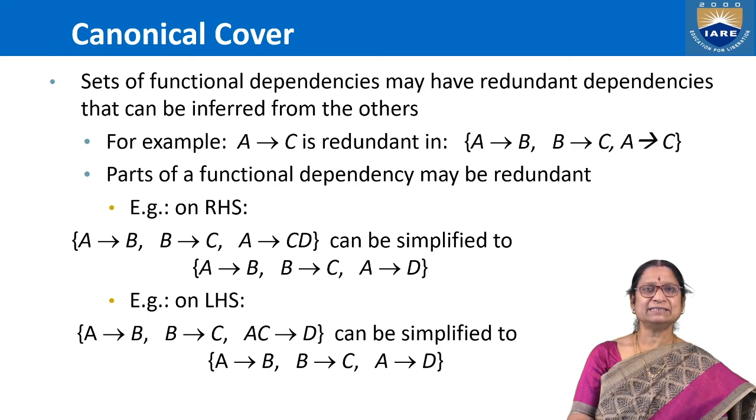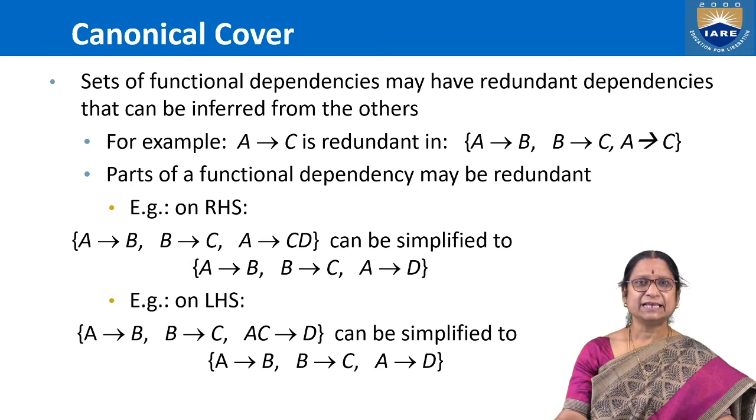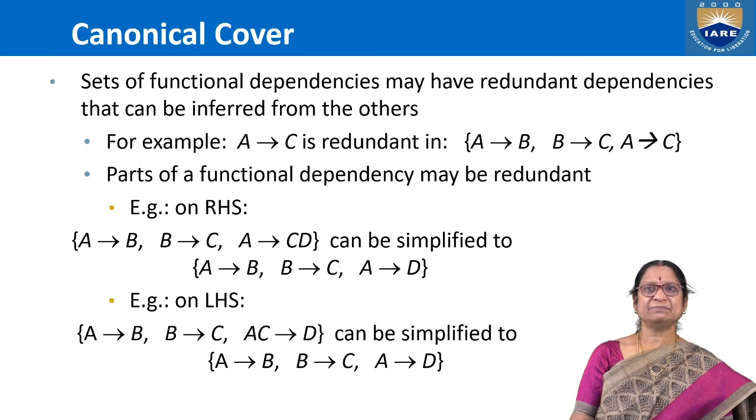So canonical cover means it's the minimal cover actually. The set of dependencies may have redundant dependencies that can be inferred from the other FDs. For example, A determines C is redundant here: A determines B, B determines C, A determines C is there. Because from the first two, the third one will be generated. The third one need not be explicitly specified. It is inferred. Parts of the functional dependency may be redundant on the right hand side. For example, A determines B, B determines C, A determines CD. A determines C is there, A determines D is there.